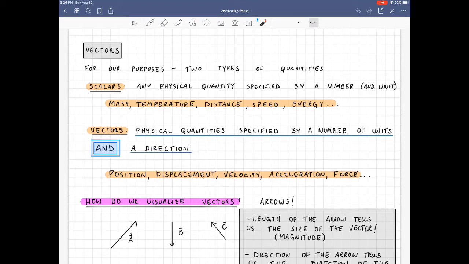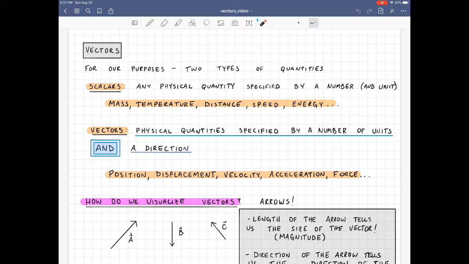All right. One of the most important topics that we are going to discuss in this first couple of weeks is the idea of vectors and vector quantities. For our purposes in this course, we're going to deal with two types of quantities. We're going to deal with scalars. Scalars are any physical quantity specified with just a number and a corresponding unit. Some examples of scalars would be things I've got listed here: mass, temperature, distance, speed, or energy.